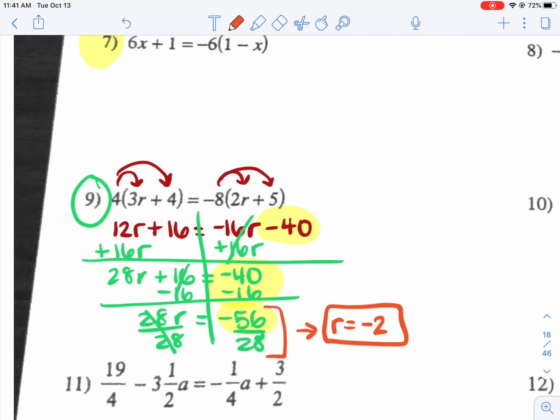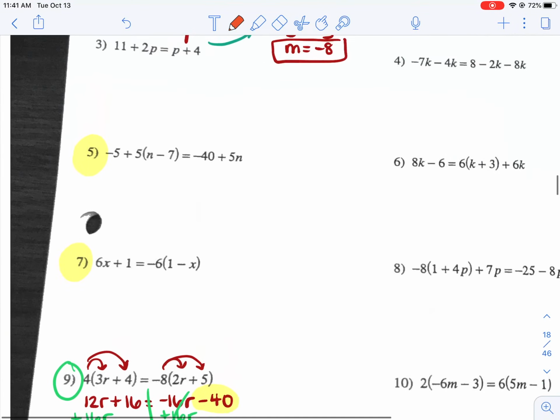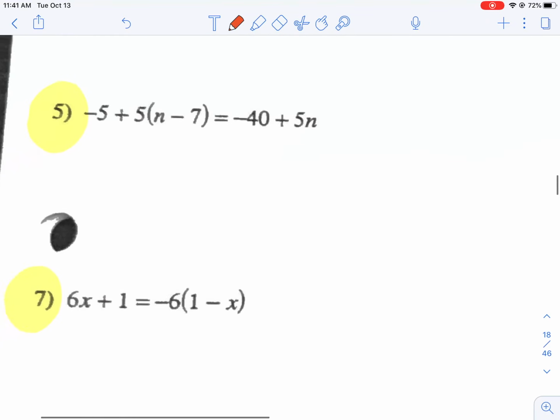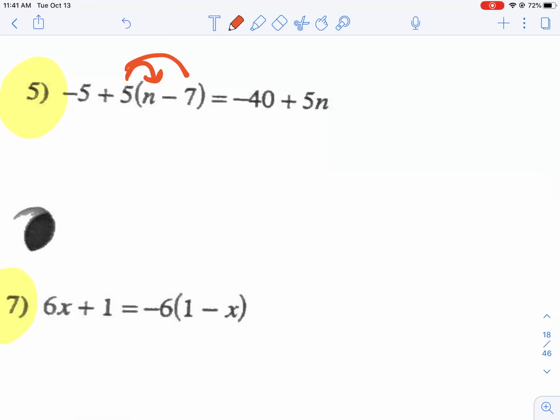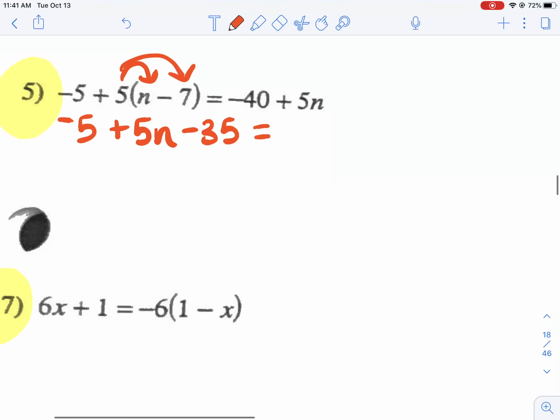And now we're going to look at two sort of totally different questions. So let's go back up to number 5, and we're going to solve this. Before we can do anything, I see my parentheses, so I want to distribute this 5. So we have negative 5 plus 5n. 5 times negative 7 is negative 35 equals negative 40 plus 5n. Now you might notice something here. When we go to solve, right, we're going to combine like terms.